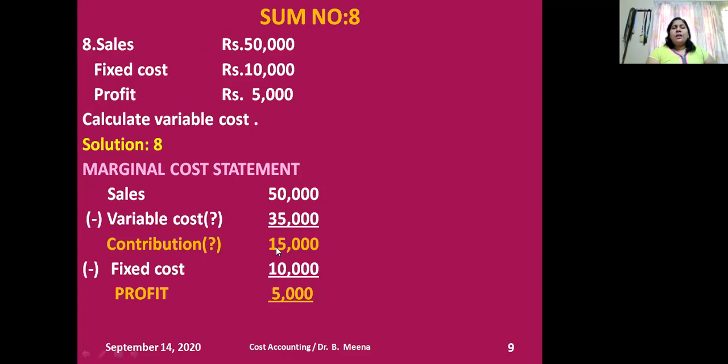Right? So once I calculate the contribution, I can compare this contribution with my sales to find out the variable cost. So sales is 50,000, contribution is 15,000, what could be the value of variable cost? Definitely it is 35,000. It's very easy to always keep in your mind the marginal cost statement. Marginal cost statement, what is that? Sales minus variable cost gives contribution. Contribution minus fixed cost gives either profit or loss.